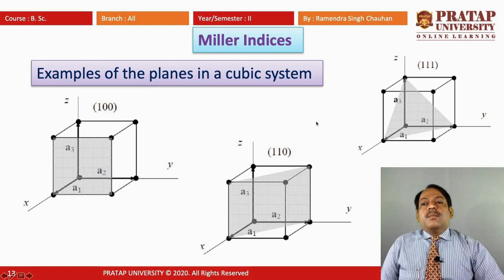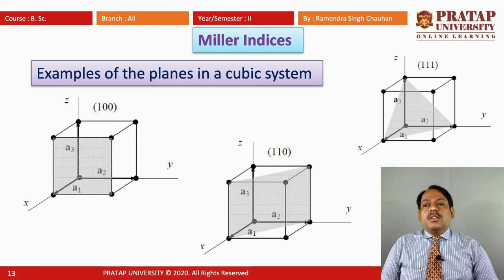So, we saw three different crystal planes for the cubic system. Similarly, we can have 0 1 0. 0 1 0 means that the plane will be parallel to the x and z axes, and it will have an intercept of unit cell dimension along the y axis. Similarly, we can define others, and we can ascertain the crystal plane by knowing the Miller indices.